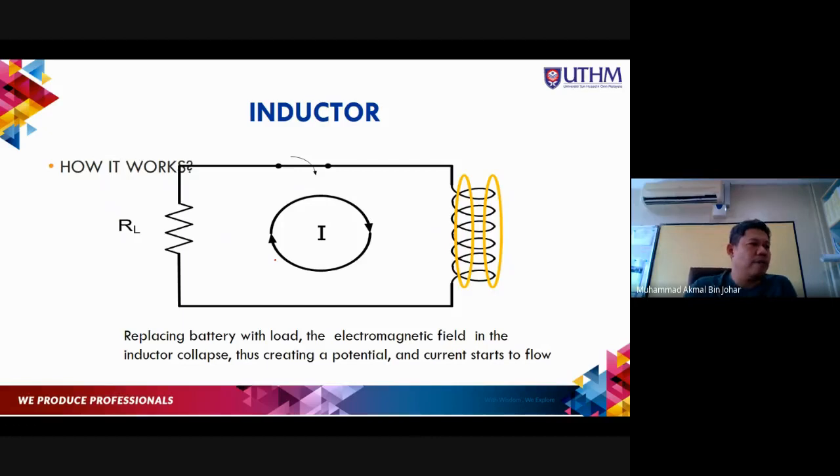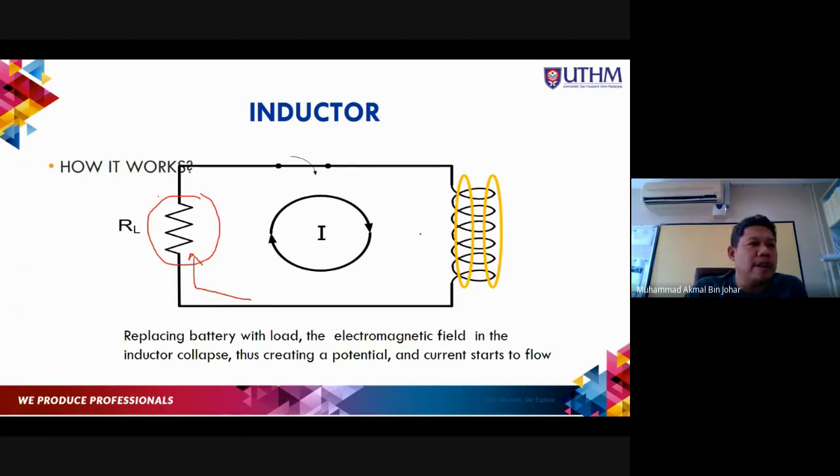So next, let's see what happens when we connect this fully charged inductor to the load. Replacing the battery with the load, the electromagnetic field in the inductor will collapse, which creates a potential, and the current will start flowing back to the load when you replace the battery with a load.